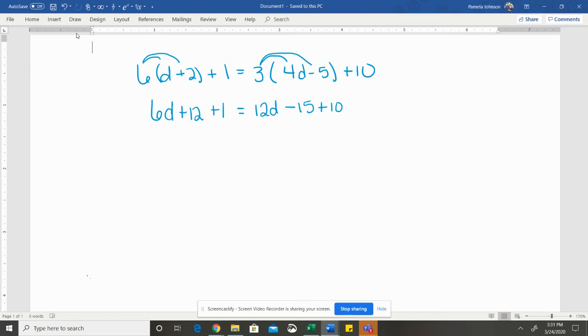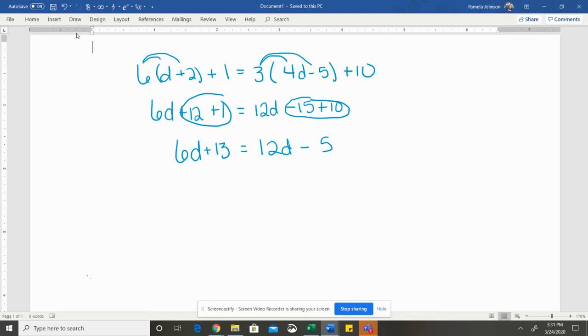All right. Next thing we're going to do is combine those like terms. We're going to combine like terms on each side. So we're going to treat each side as its own separate thing, if you remember. So this 12 and this 1, we'll add those together. So over here, we're going to have 6D plus 13. And we're going to take this negative 15 and this positive 10 and put those together. So negative 15 plus 10, we end up with 12D minus 5.